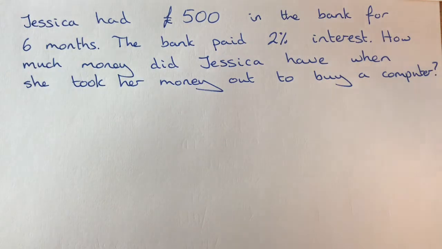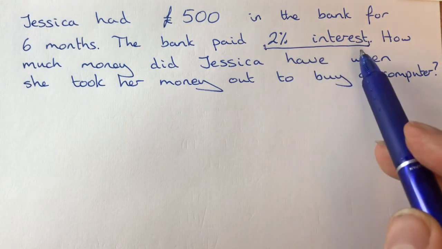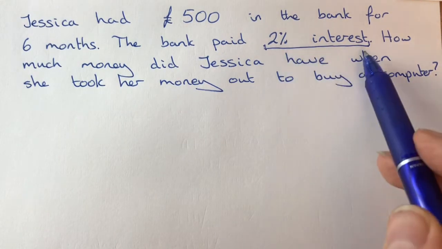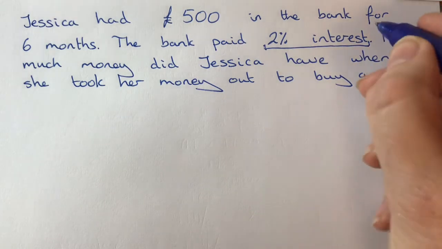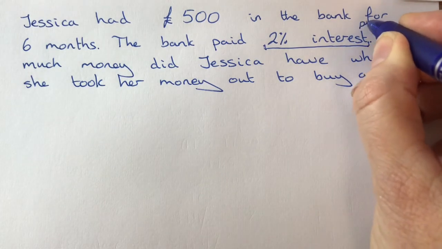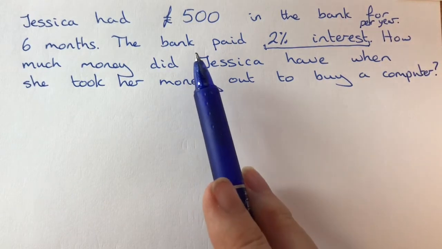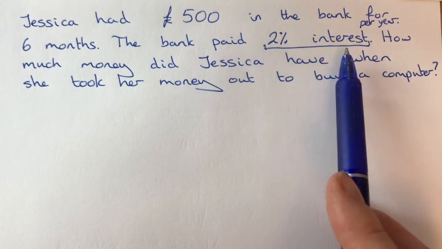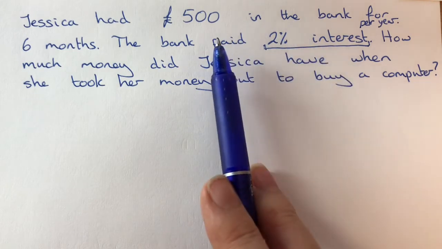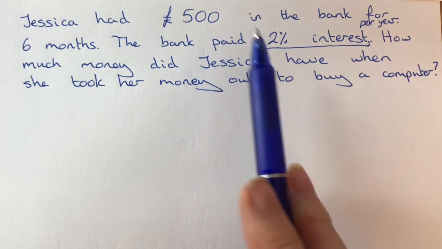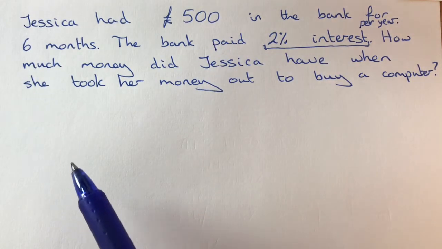Well, important to remember is that when the bank tells you what interest rate they have, they actually mean interest rate per year, but they don't often say it. So that's per year. So if Jessica was to leave her money in for a whole year, she would get 2%, but she's actually only leaving it in for 6 months, so she will get half of the interest.